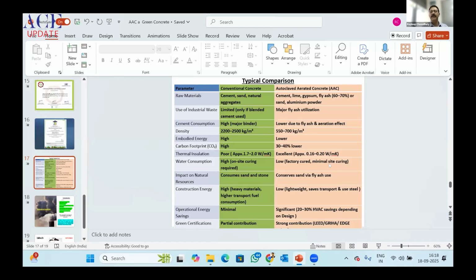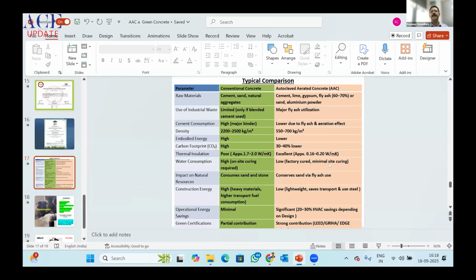Cement consumption in a conventional concrete is very high, because the major binder is the cement. But here, in our case, it is lower due to fly ash, lime and other components, and also because of the AAC manufacturing process itself, because you fill up to 2/3 and you get another 1/3 extra. So you put in 1 cubic meter and you get more than 3 cubic meters of material, something like that. So that's why it is very resource efficient.